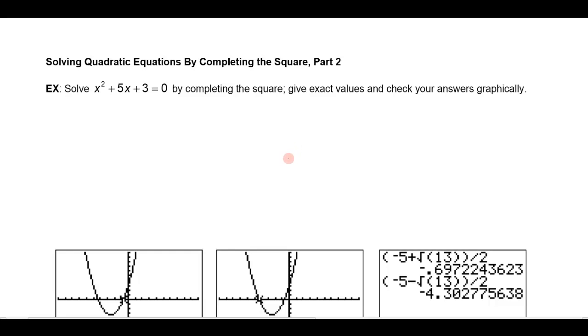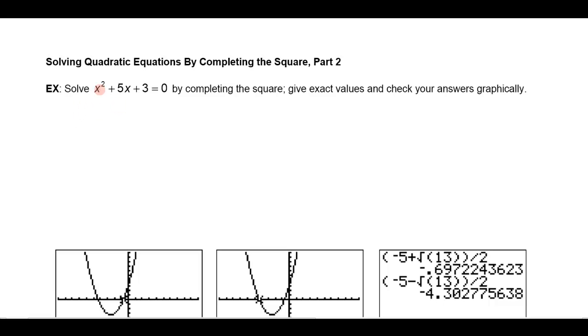Hi everyone. In this lesson we want to look at how we solve a quadratic equation by a technique called completing the square. Now this is part 2 of 2 parts, and in the first part we looked at understanding how we solve in general an equation by completing the square, and here I just want to apply that to this example and another one or two.